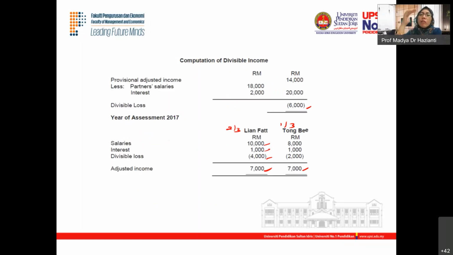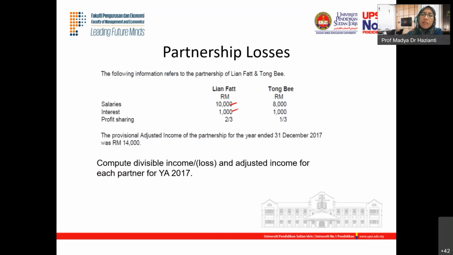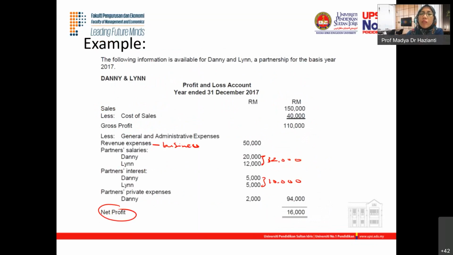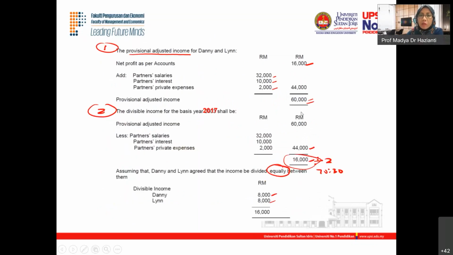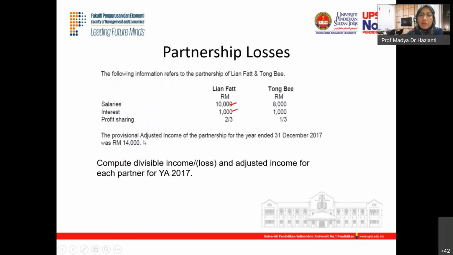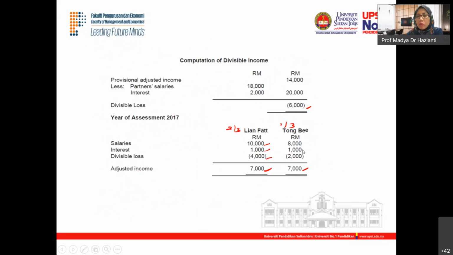So you have to remember the steps tu. What figure ataupun what income that you are given in the calculation. Kalau macam tadi, my example, the first example ni, I give you the profit and loss account. So kena tengoklah apa net profit dia, then you start with net profit untuk dapatkan provisional adjusted income. But for this example, saya terus bagi provisional adjusted income. But you have to compute sampailah adjusted income untuk setiap partner. Boleh kan? Simple je kan? Okay, alright.